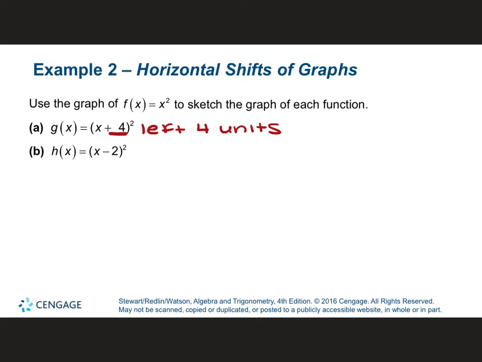For example B, we have h of x is equal to (x minus 2) squared. That minus 2 is inside the parentheses, so think opposite. The opposite of minus 2 is plus 2. Positive numbers are on the right of the number line, so this is going to the right 2 units.